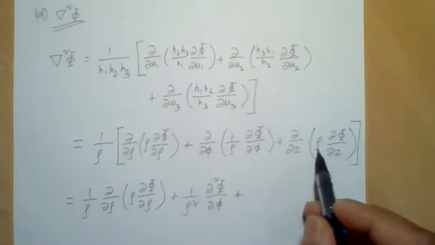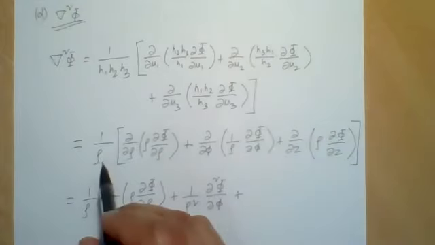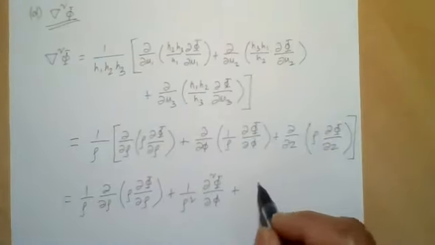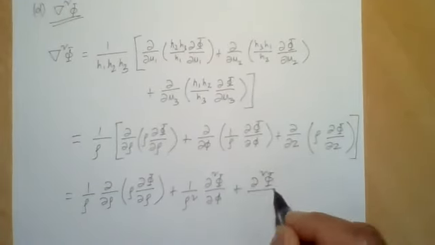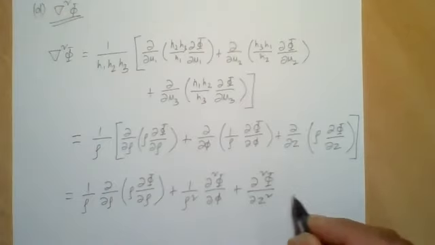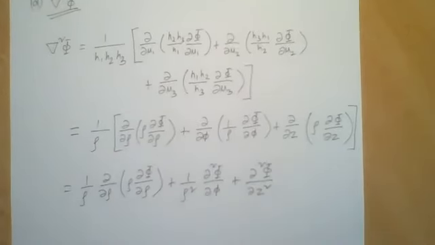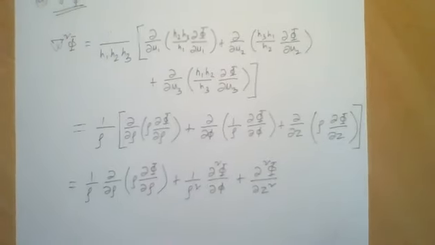Plus this rho is also independent of z, so rho can be taken outside. So this rho and this 1 by rho will cancel out. We get only the second order derivative of the scalar field phi with respect to z. So this is the expression for Laplacian of phi in cylindrical coordinates.